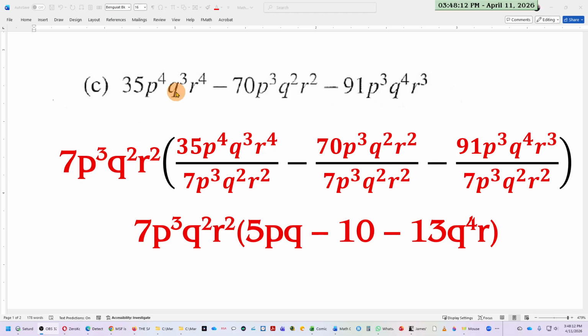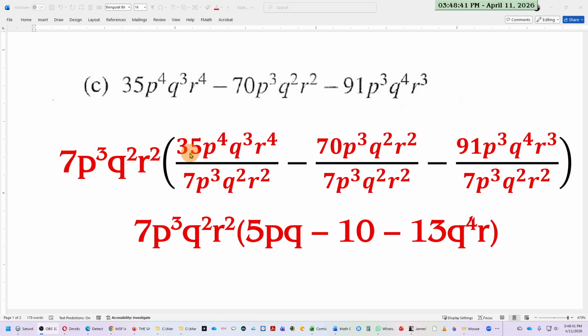Focus on the q's. Sorry, q to the power of 3, q to the power of 2, and q to the power of 4. Q to the power of 2 would be the lowest. And then we look at r to the 4, r to the 2, and r to the 3, so r to the 2 is going to be the lowest. Notice now our HCF has to go under each one, and then you take your time and you eliminate until you have nothing left to eliminate.